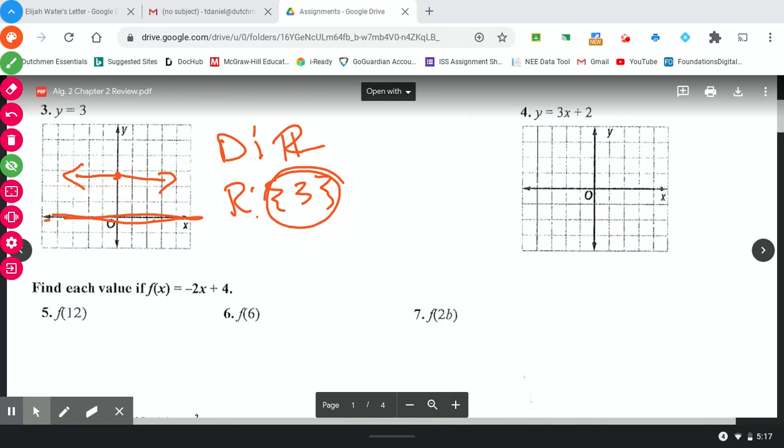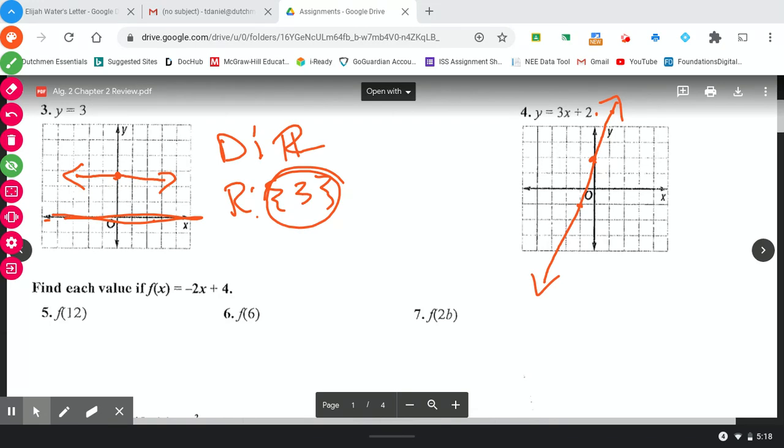All right, on this one, we start at a +2, put a dot, and then it's up 3 and right 1. Well, it looks like we're going to run out of room here. So we need to go down 3 and left 1. So there, and our line's going to go like this. Okay, so that's what that graph looks like.